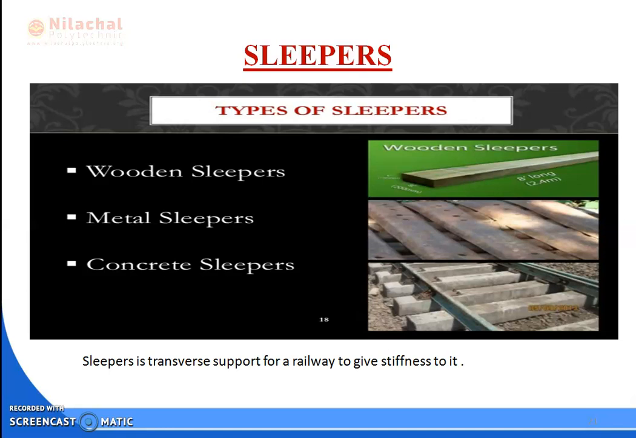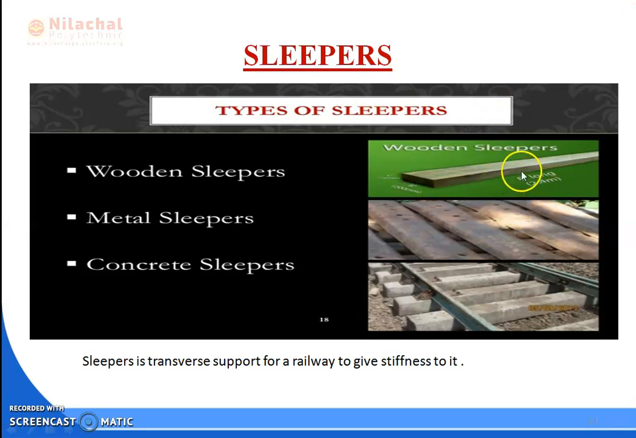So next one is your sal wood. It is harder and stronger than teak, as well as cheap in cost. Therefore it is mostly used for sleeper purposes. Which one? Your sal wood. Okay, so next one, what is the size of this sleeper?